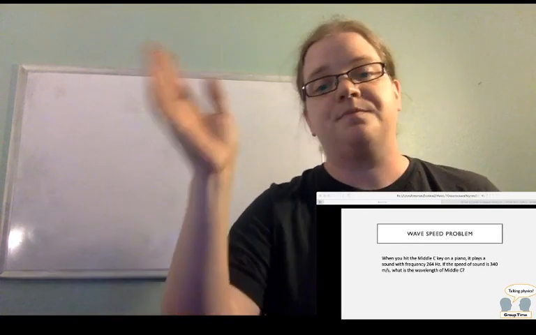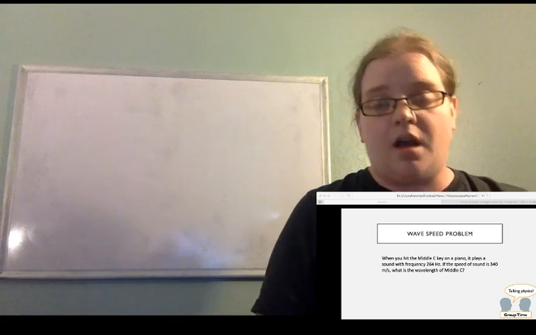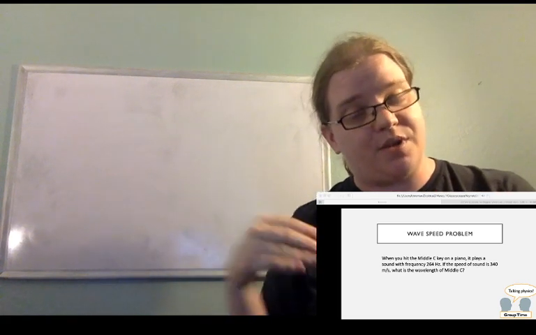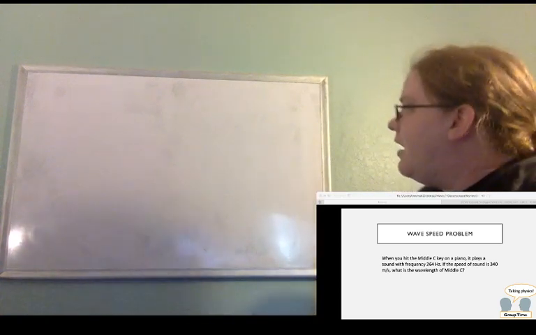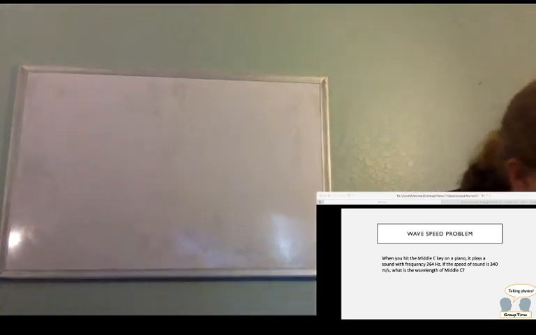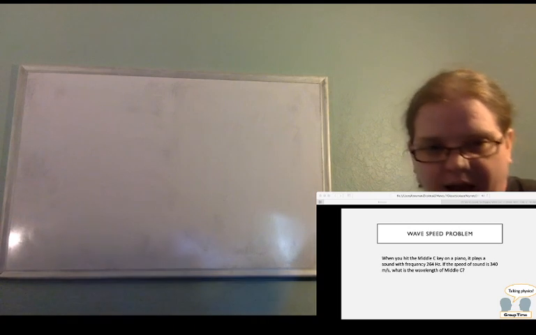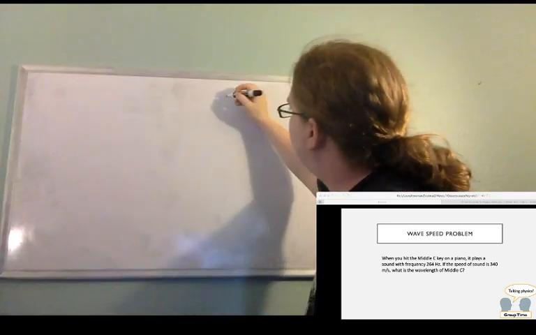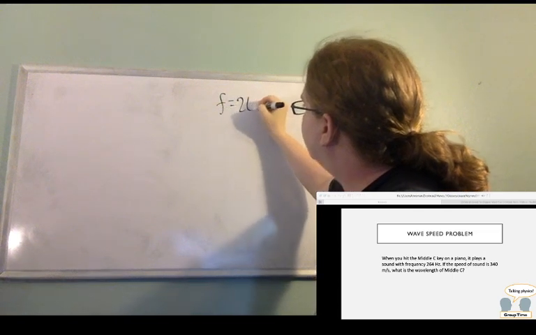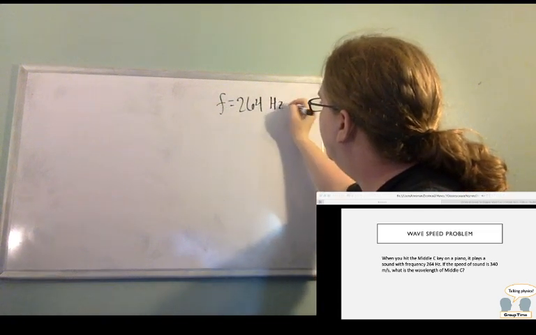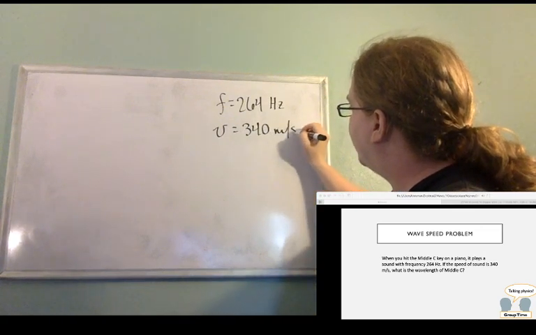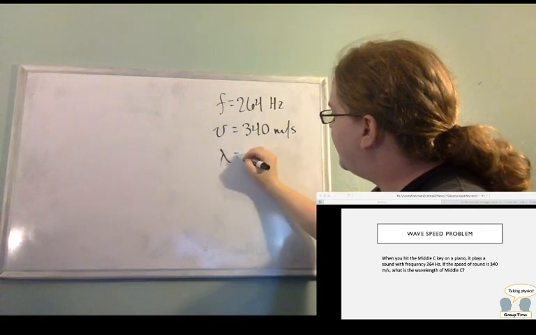Okay, and again, if you're watching this later, please pause and try to work through it on your own, and then watch my solution. Okay, so here we've got 2 of our pieces of information. We know the frequency is 264 hertz. We know the velocity is 340 meters per second. And then we're trying to find the wavelength.